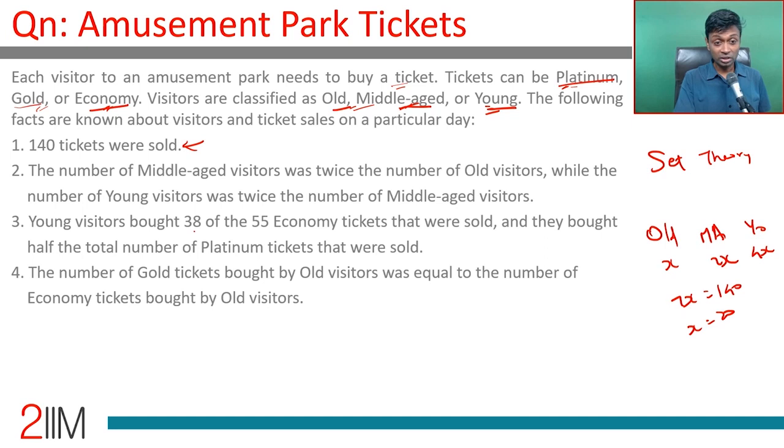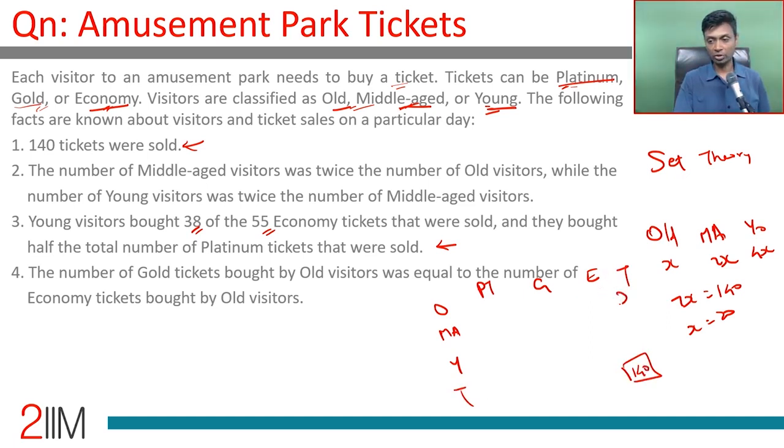Young visitors bought 38 of the 55 economy tickets that were sold, and they bought half the number of platinum tickets that were sold. Wonderful. So after seeing this statement, we know that it's going to be classified as old, middle-aged, young, and platinum, gold, economy. We put the totals here and the totals here. The overall total is 140. That's how we are going to capture this data.